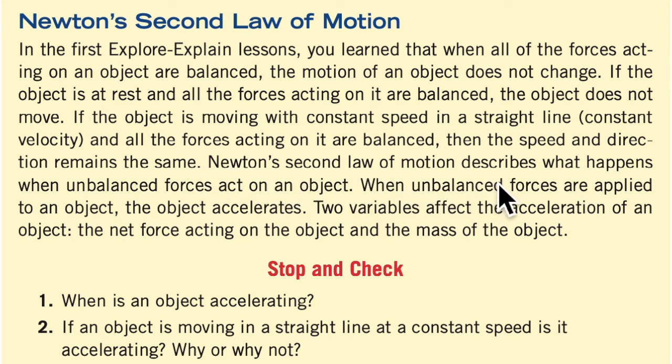Newton's second law of motion describes what happens when unbalanced forces act on an object. When unbalanced forces are applied to an object, the object accelerates. Two variables affect the acceleration of an object: the net force acting on the object and the mass of the object.